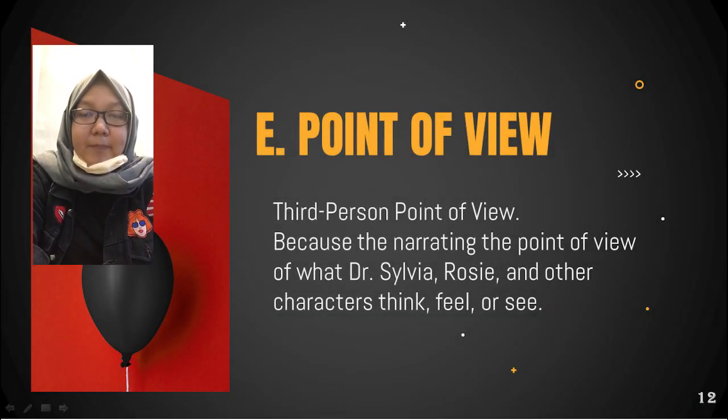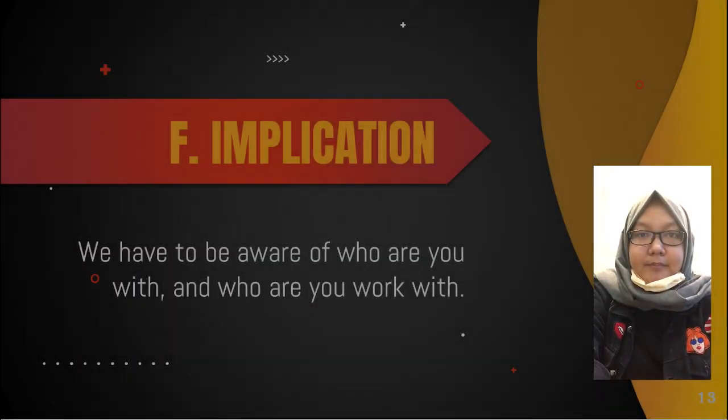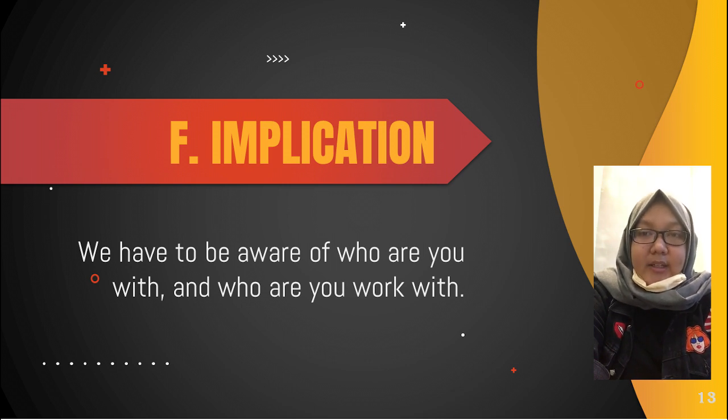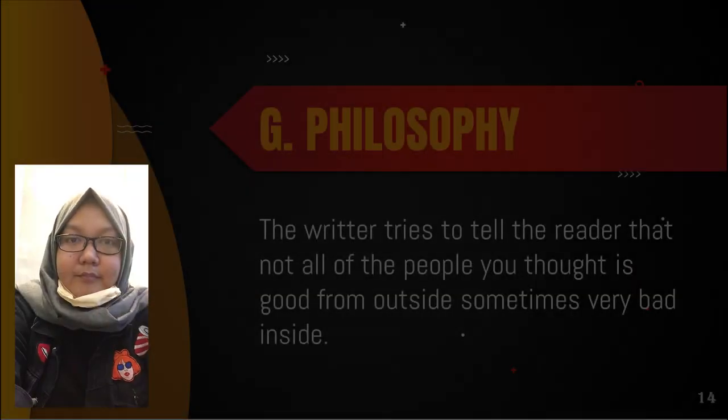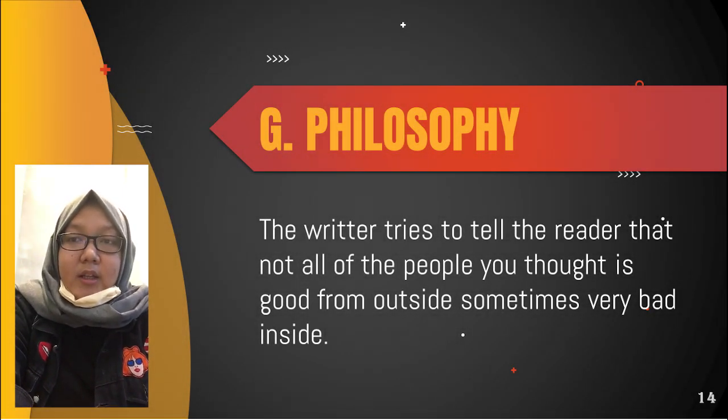Next, page 12. E. Point of view. Third person point of view because it narrates the point of view of what Dr. Sylvia, Rosie, and other characters think, feel, or see. Next, page 13. F. Implication. We have to be aware of who we are with and who we walk with. Next, page 14. G. Philosophy. The writer tries to tell the reader that not all of the people you thought is good from outside, sometimes very bad inside.